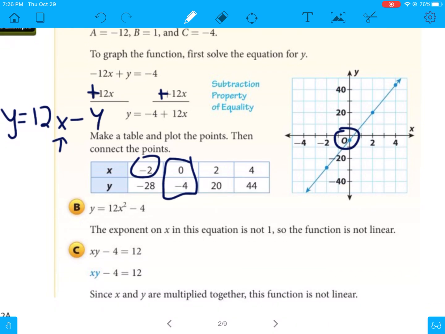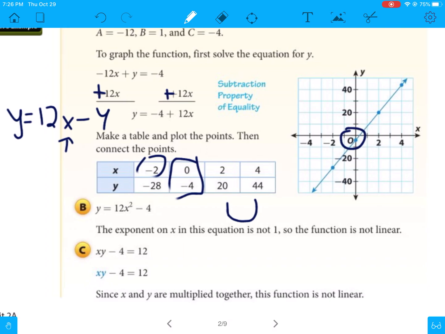Now for part B, this is not a linear function because that 2 up there, the x cannot be squared. Remember, it has to only have an exponent of 1. The exponent on this x is not 1, so it's not linear. This would actually end up looking like a parabola.